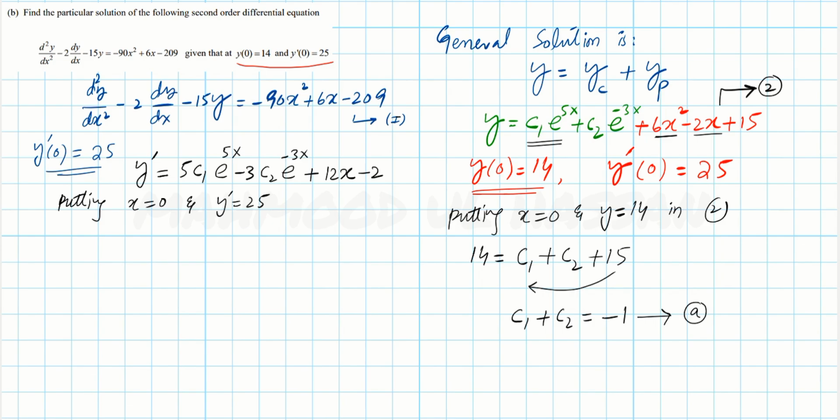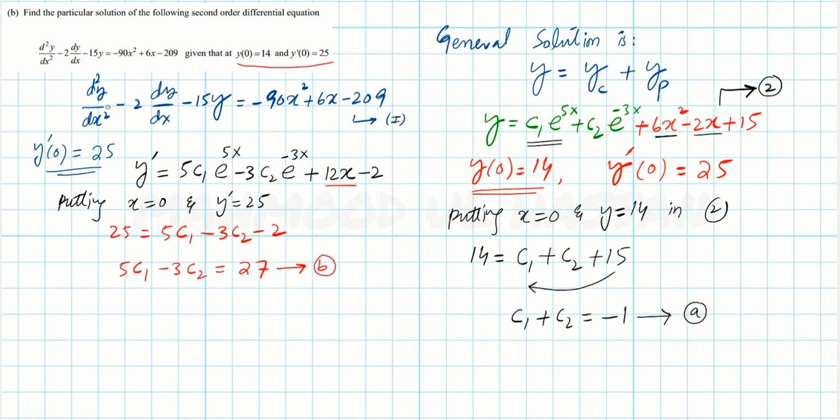So that would become, y prime is 25 is equal to, so 5 times c1, x is 0, so e power 5 times 0, so e power 0 is 1. So minus 3 c2, again e power minus 3 times 0 is 0, so e power 0 is again 1. And here when we put 0, 12 times 0 is 0, and then last minus 2. Just shift this minus 2 to the other side. So 5c1 minus 3 times c2 is equal to 27. So this is, let's say, our equation number B.